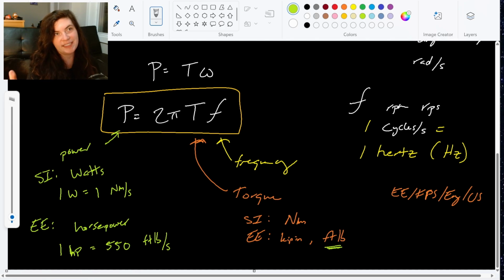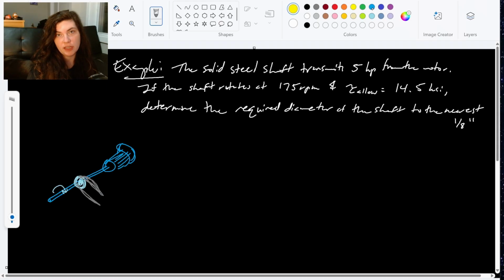It is what it is. I wish it were simpler, but it's 550 foot-pounds per second. That is a horsepower. Let's go ahead and take a look at an example of how we might use our power transmission with our torque. In this example, we have a solid steel shaft transmitting 5 HP from a motor. If that shaft rotates at 175 RPM and we're given an allowable shear stress of 14.5 KSI, we want to determine the required diameter of the shaft to the nearest 1/8 inch.